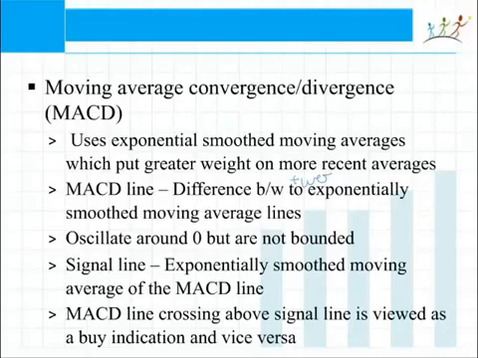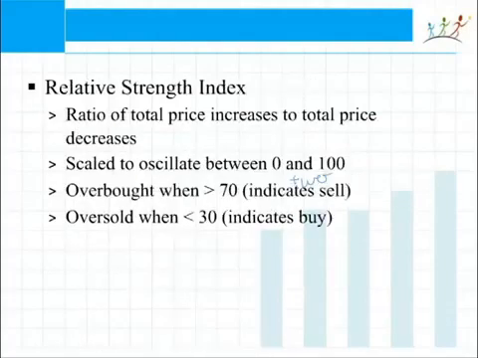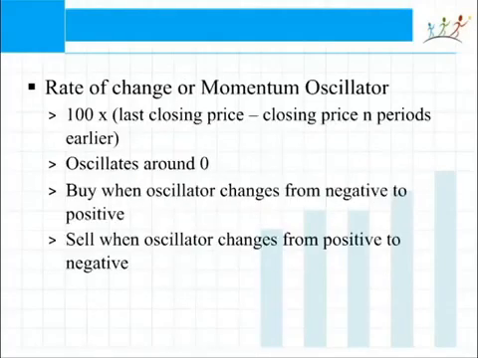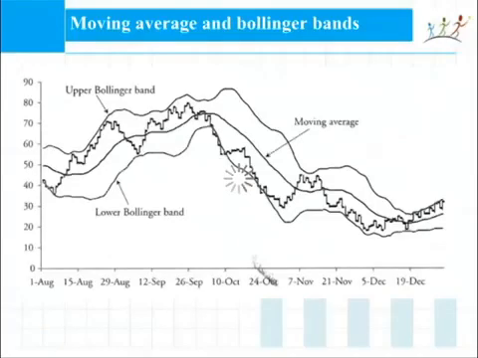Now the MACD line has an expected value of 0. So it is the moving average of the 100-day and the 10-day. So the averages are expected to be the same more or less. So it oscillates around 0 but is not bounded. So MACD line is plotted as the difference between the two lines. So let's use the example of the MACD line.